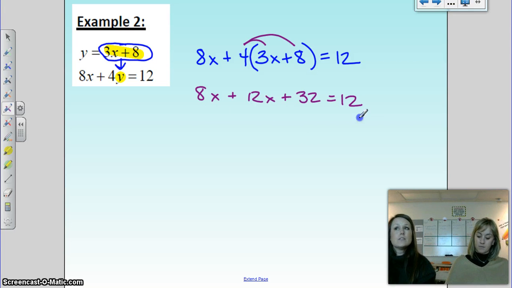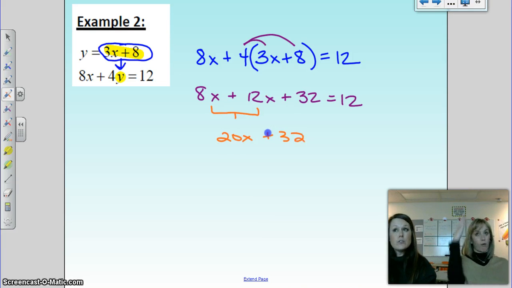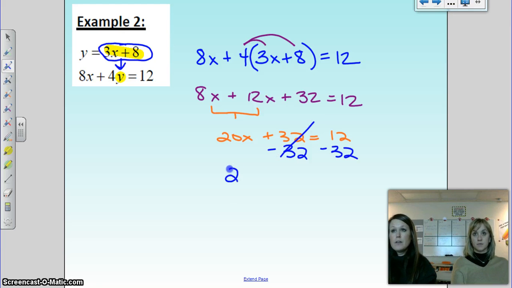And then now I can simplify even further. So I'm going to combine like terms. I see 8x and 12x. Add those together, and I'm going to get 20x plus 32. Just bring everything down like we've been doing, equals 12. Now I'm going to subtract 32 from both sides of the equal sign. These ones canceled, and I'm left with 20x equals negative 20. Ooh, that's nice and easy.